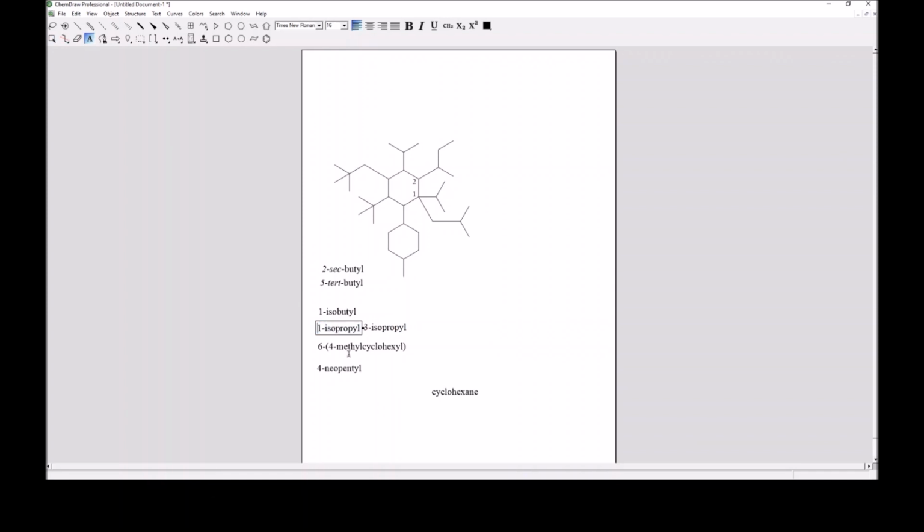This is a 1,3 diisopropyl. That doesn't change any of my alphabetization because di is a numeric representation. So this I alphabetize using the letter I, and isopropyl comes after isobutyl.